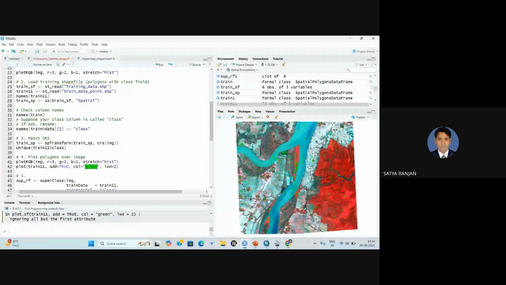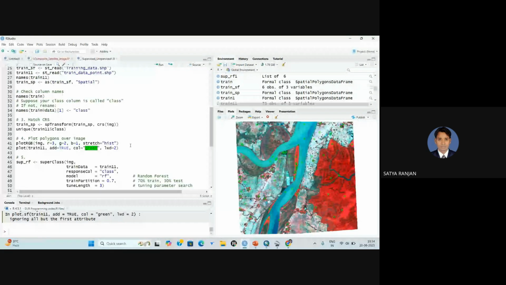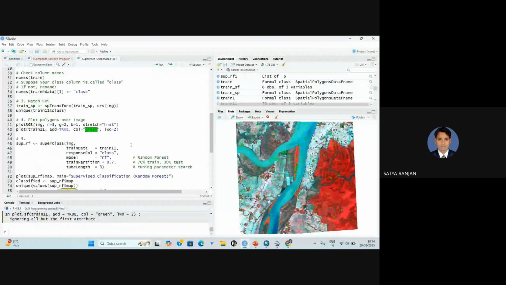It is also in the software. So these are the samples. Then we can create the supervised classification using the random forest model. So train data, then the class, the model is RF, then train partition is 0.7, meaning 70 to 30 training data.